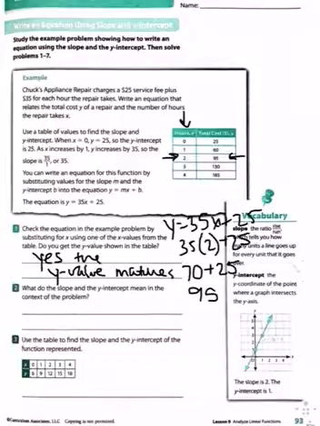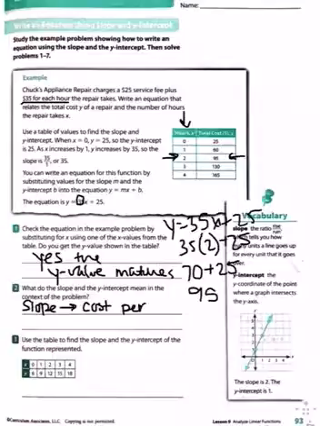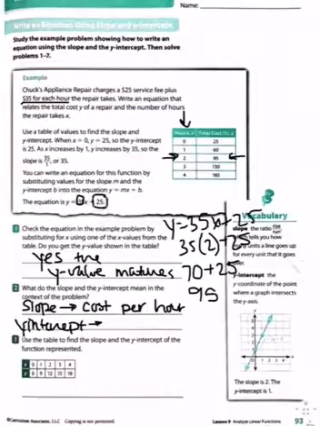Problem number 2. What do the slope and the y-intercept mean in the context of the problem? The slope is the 35 for the 35x, and it tells us that it's $35 each hour. So the slope is the cost per hour. The y-intercept, which is 25, tells us it's a $25 service fee. So the y-intercept is the service fee.